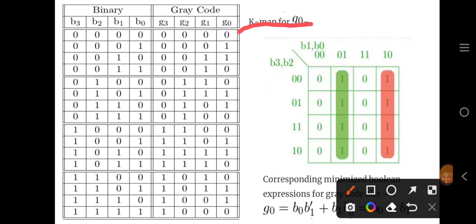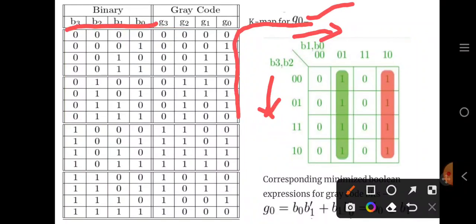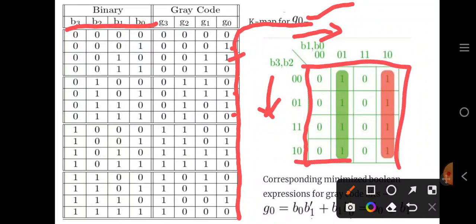As we know, the outputs and inputs are 4 bits. So consider this input: B0 and B1 we have plotted on this side and B2, B3 on this side. Now as this is the K-map for G0, just consider this column and we have to put all these ones and zeros in the K-map. So draw the K-map like this. This is of 16 cells.